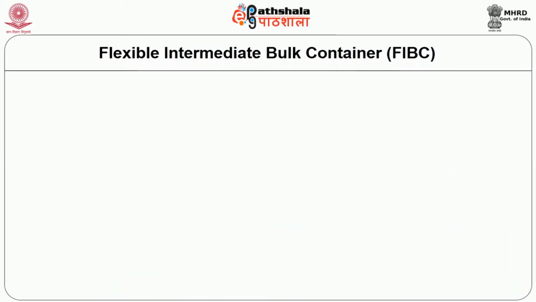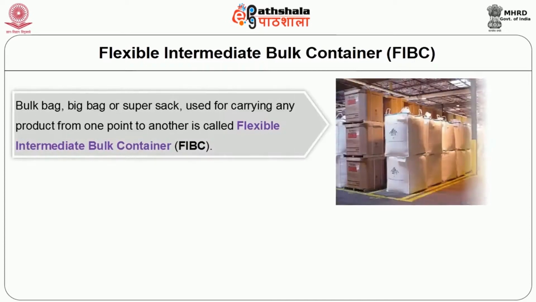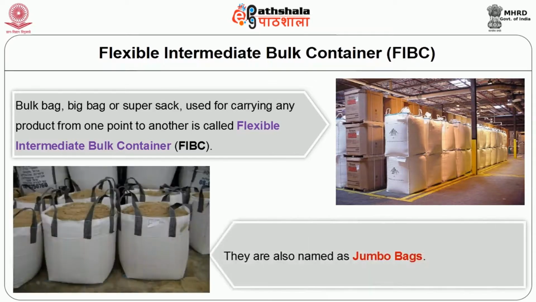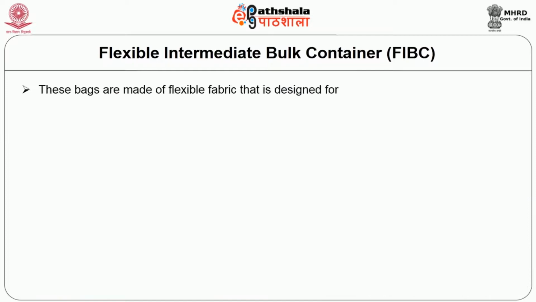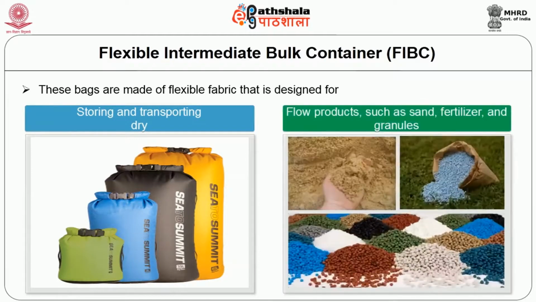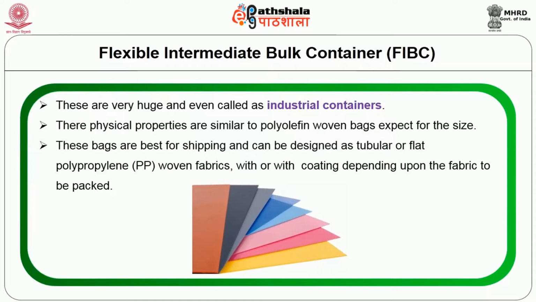Next we shall see about the flexible intermediate bulk containers. Bulk bags, big bags or super sacks used for carrying any product from one point to another are called flexible intermediate bulk containers. They are also named as jumbo bags. These bags are flexible fabrics that are designed to store and transport dry flowing products such as sand, fertilizers and granules. They are very huge and even called industrial containers.